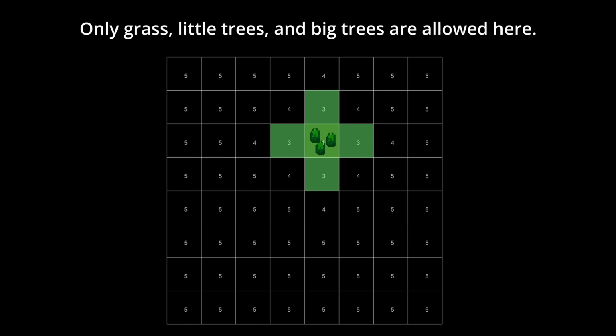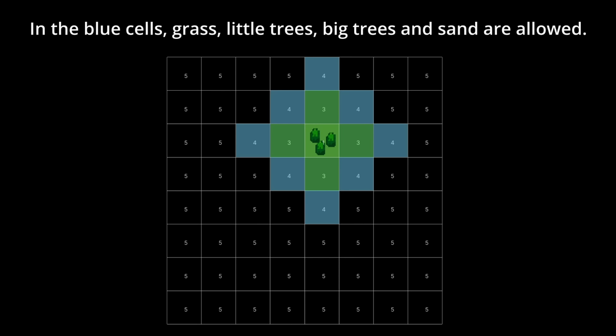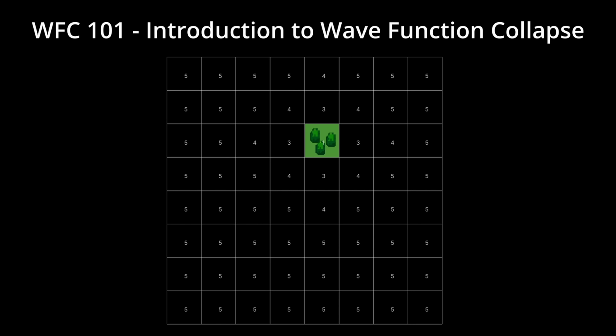We know that the little trees module can only be placed near other little trees, big trees, and grass. Reducing the domains of the neighboring cells might also reduce the domains of the neighbor's neighbors. When we collapse one cell, we need to propagate the information to all cells that should change. Now we pick a new cell to collapse. It should probably be a cell with a small domain. Each time we collapse a cell, we propagate the new constraints to adjacent cells. Watch how the domain sizes decrease each time we collapse a new cell.